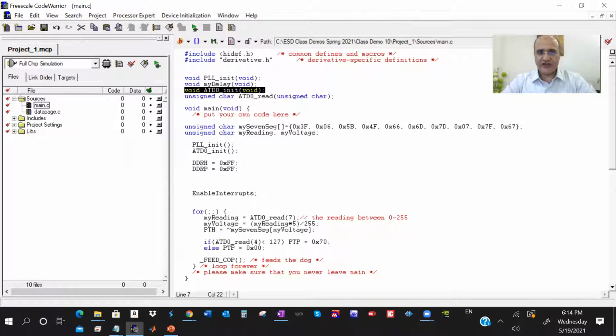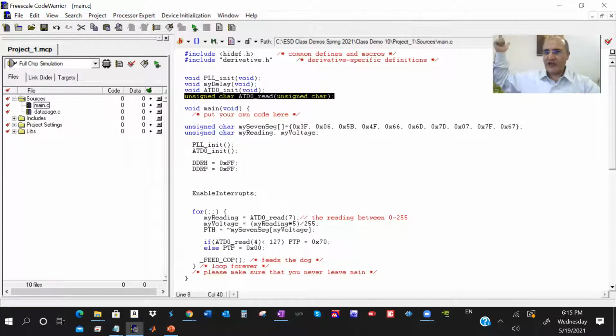Initialize the analog digital converter, which means what? A to D0 control register 2, 3, and 4. Then in the read, we write to control register 5 and wait for the flag to tell us that the conversion is done, and return the data register value. Okay? So this is what we're going to do.